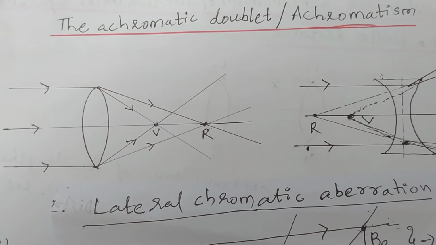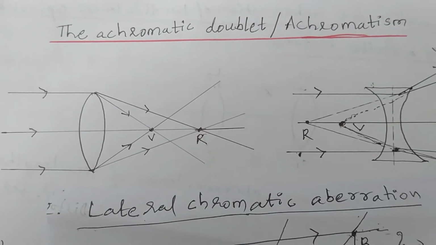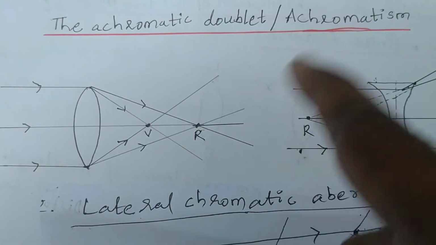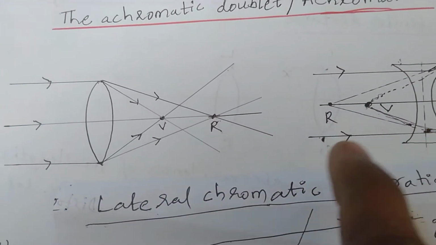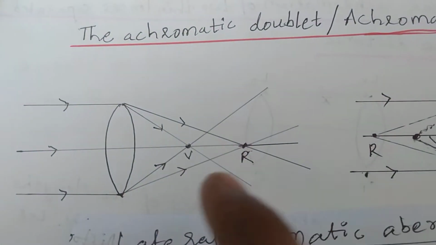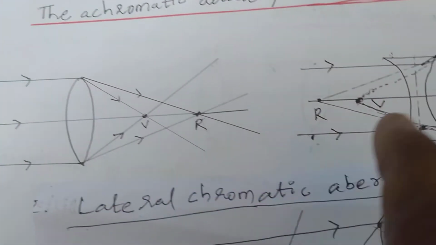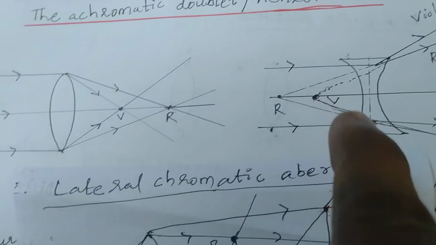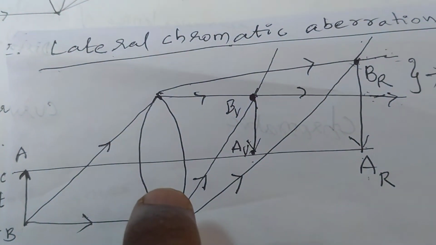Good afternoon, everybody. So now we discuss the lecture, that is achromatic doublet or achromatism. Just observe the figures. This is longitudinal chromatic aberration in case of a convex lens, longitudinal chromatic aberration in case of a concave lens, and lateral chromatic aberration in case of a convex lens.